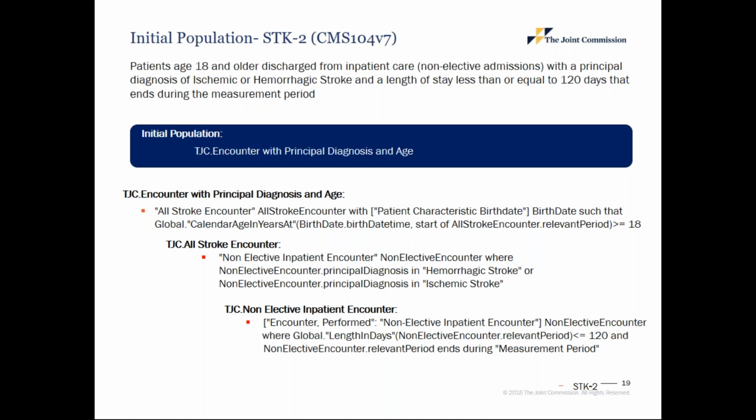2019. The initial population reads, patients age 18 and older discharged from inpatient care, non-elective admission, with a principal diagnosis of ischemic or hemorrhagic stroke and a length of stay less than or equal to 120 days that ends during the measurement period. The definition for initial population is encounter with principal diagnosis and age. And for clarity, throughout the presentation, I will not be referencing the library alias when calling out the definition names.